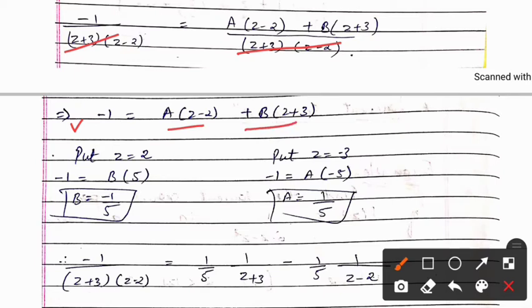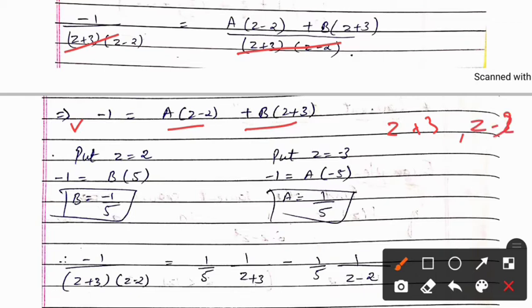Now we have to take the value of z such that we can find the values of a and b. What we have to do is find the values of a and b to get the proper f of z. Ready? Now, how will I take the values? See, in the denominator I have z minus 2, z plus 3 and z minus 2.